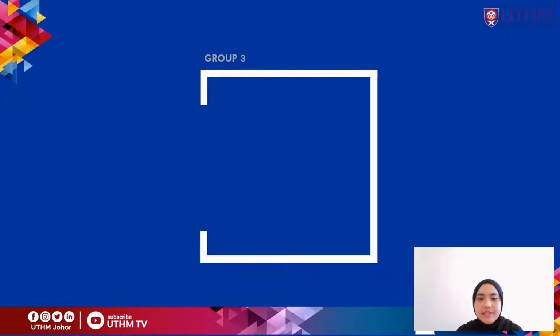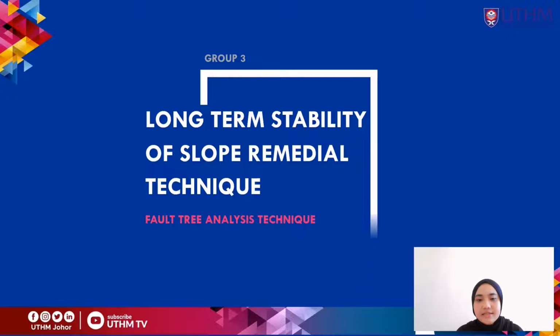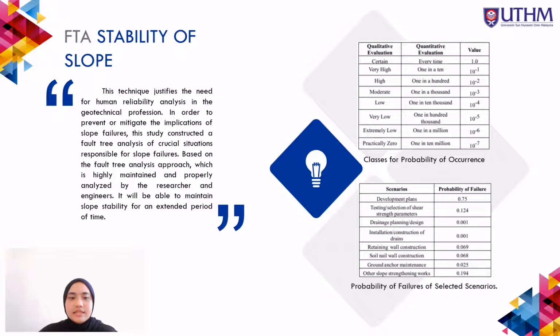Next will be the long-term stability of slope remedial technique for fault tree analysis. This technique justifies the need for human reliability analysis in the geotechnical profession. In order to prevent or mitigate the implications of slope failures, this study constructed a fault tree analysis of crucial situations responsible for slope failures. On the top figure, it shows the classes of probability of occurrence. Next is fault tree analysis logic to predict the likelihood of failure of specific design, construction, and maintenance subtasks. On the bottom figure, it shows the probability of failures of selected scenarios. For example, scenarios for development plans show 0.75 probability of failure, and so on.